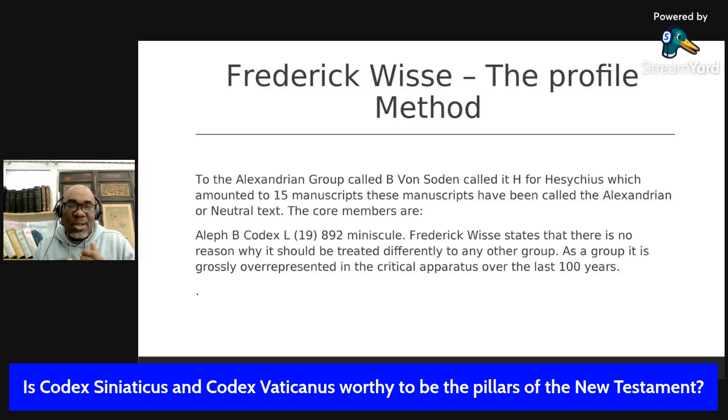And he said, there's no reason why this group, the Alexandrian group, should be treated differently to any other group, as it is grossly overrepresented in the critical apparatus over the last 100 years. So the pool which modern textual critics use for their decisions of readings is very tiny. If you look at Luke, there's 1,316, but they only use 15, which is 1.1%.